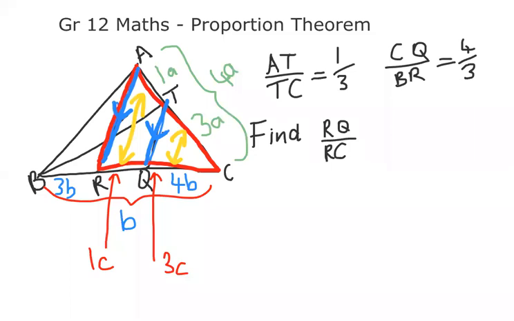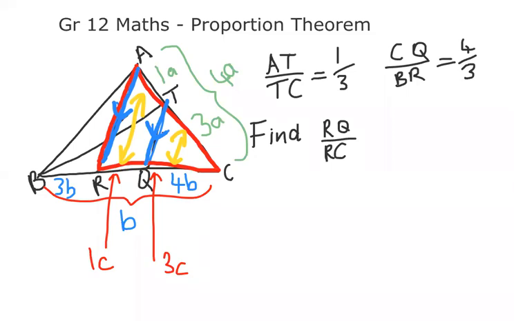So they say we need RQ, which is that over there, divided by RC. So RQ is that line divided by the whole line over here, RC. So let's just see what we can do. Do we have this as BR? We don't have RQ yet, but let's just see if we can work it out.